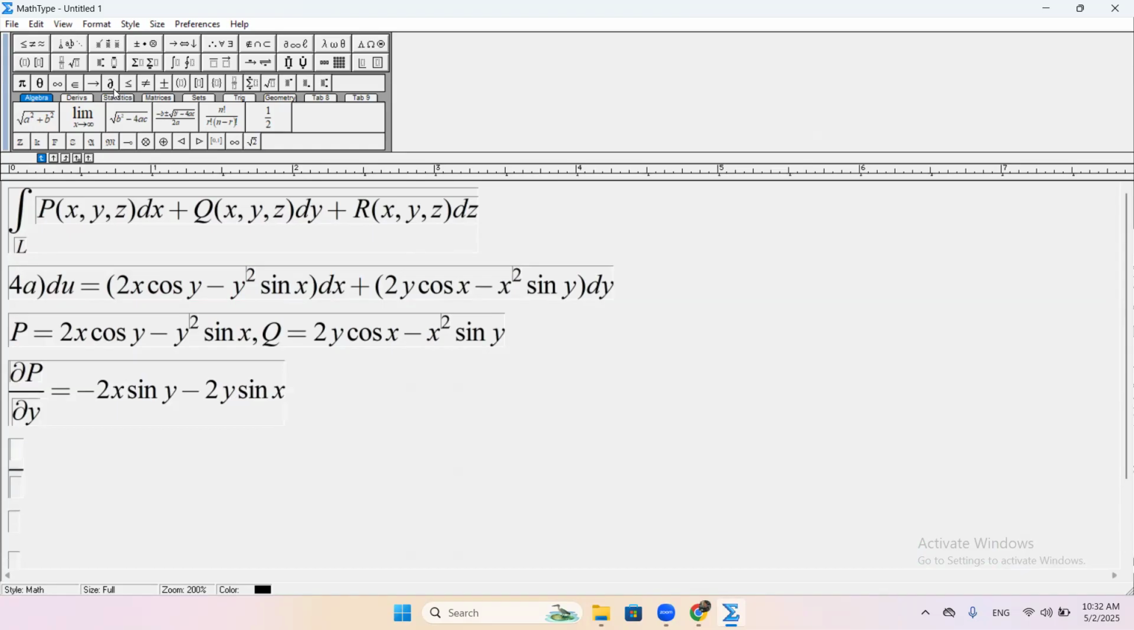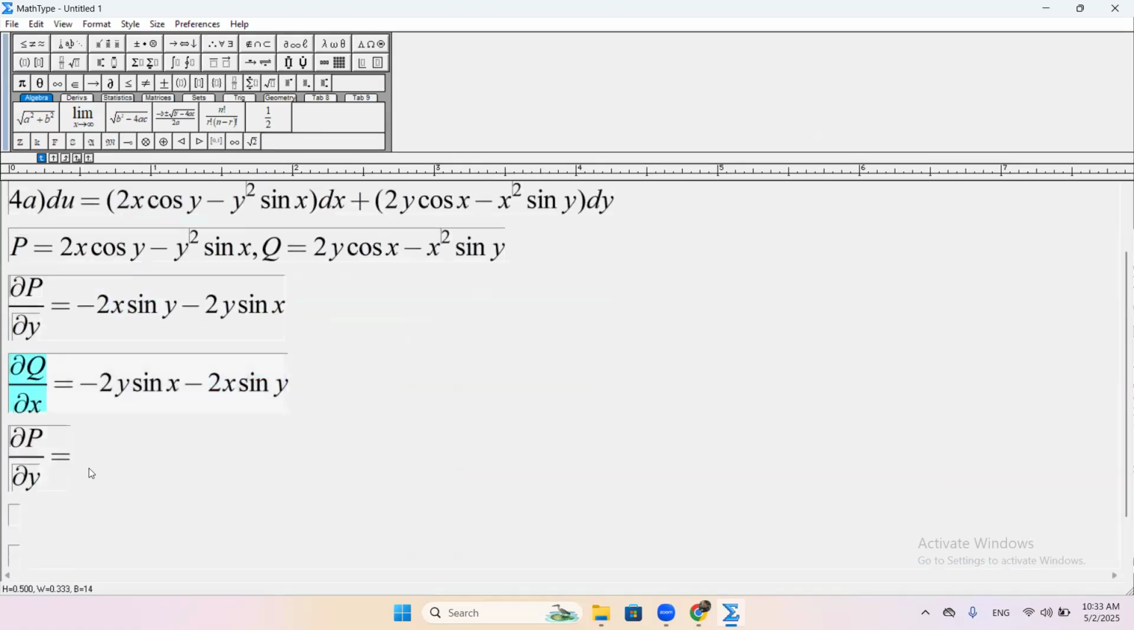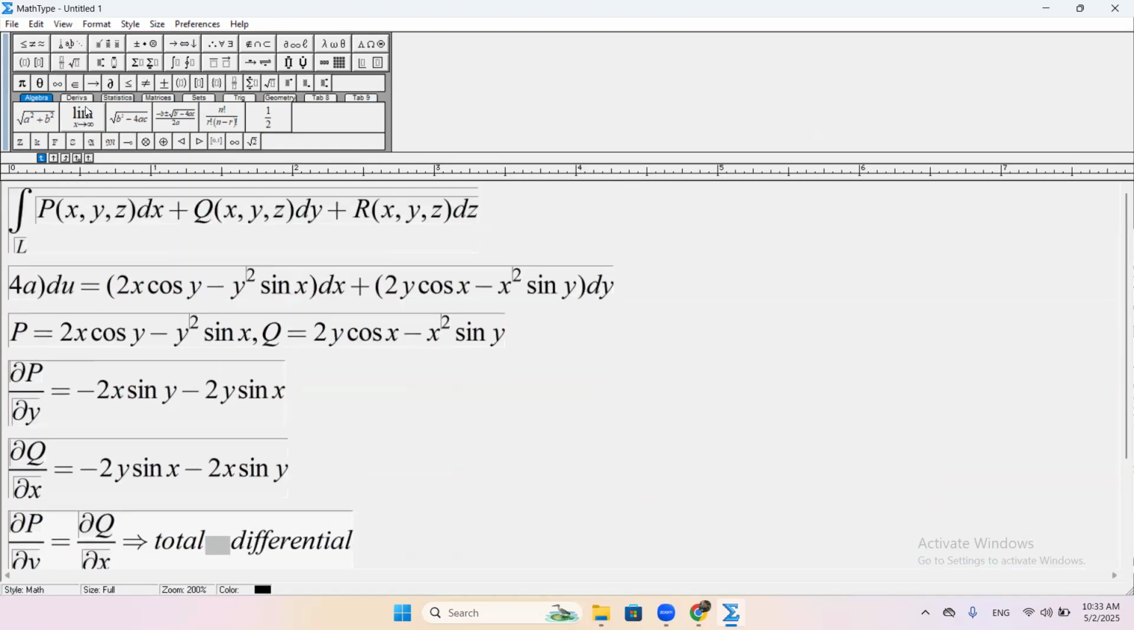Then dQ by dx equals minus 2y sine of x and minus 2x sine of y. And as we can see, these expressions are equal. So dP by dy equals dQ by dx. So it is a total differential.